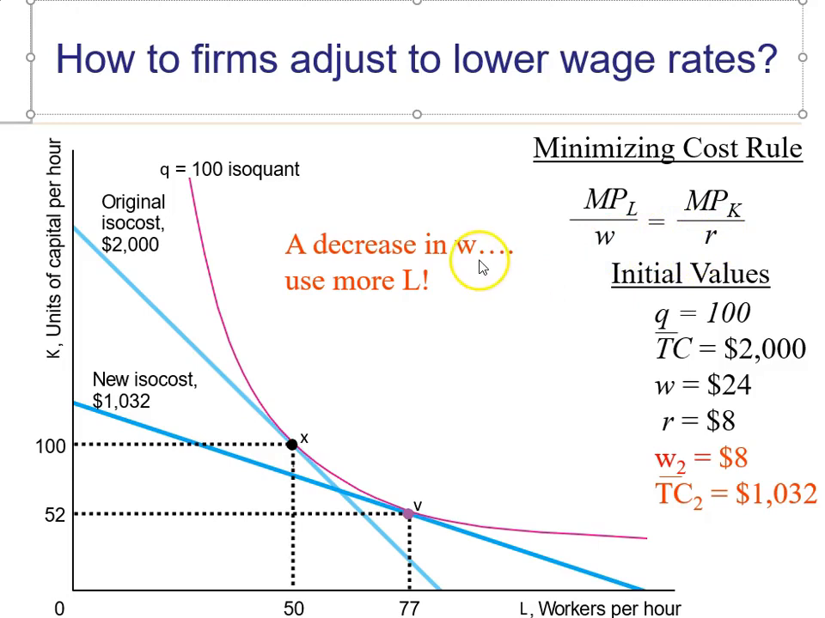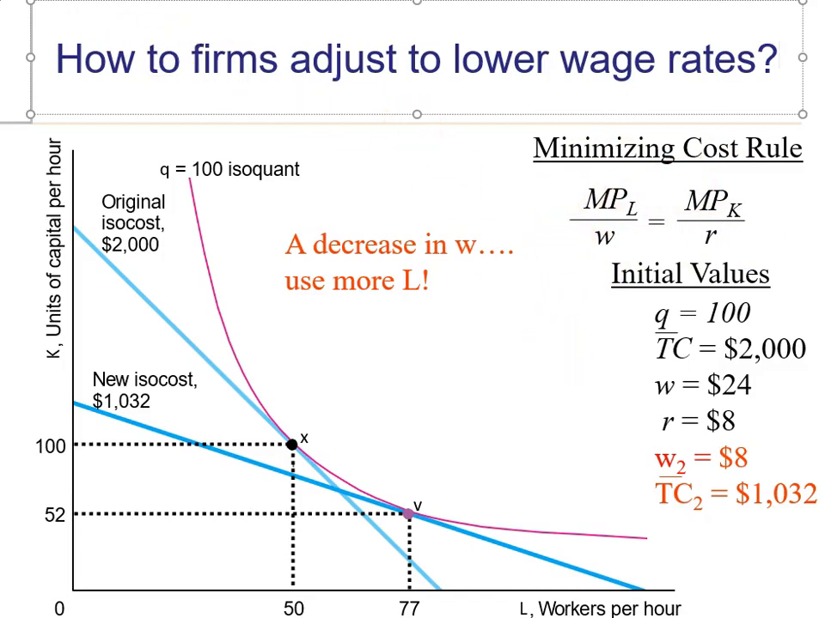Now along comes a drop in wages. So the downstairs over here has gotten smaller. The denominator has gotten smaller. So this overall number now has increased. This side, the right side, has not changed, but the left side has gotten larger.